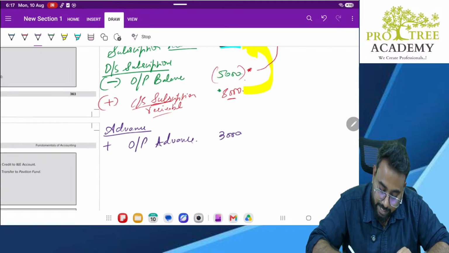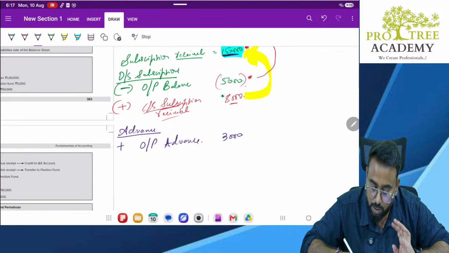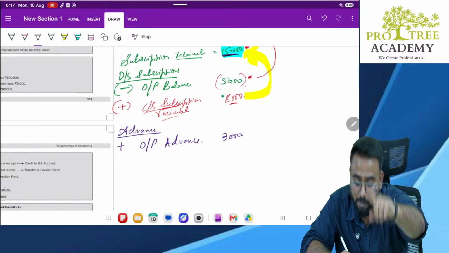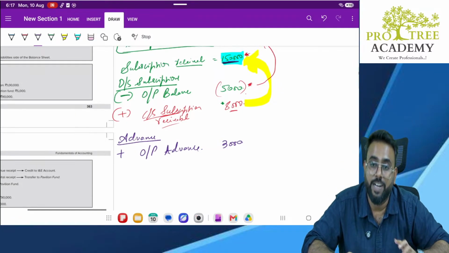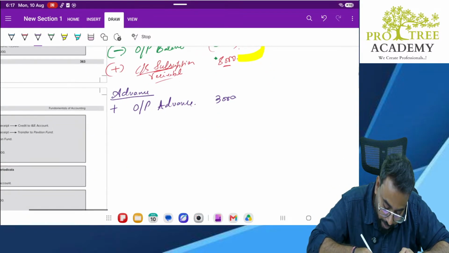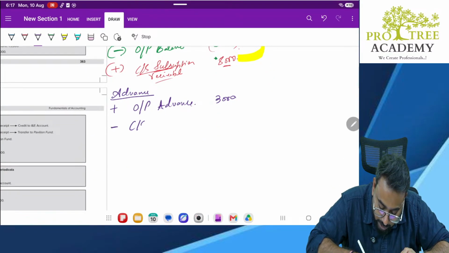See, that has not been received in 1,50,000. Why? Because it was already received in the previous year. But is it our current year income? Yes. What we are trying to do is calculate current year income from all the given figures. Clear? Okay. Next, closing advance.